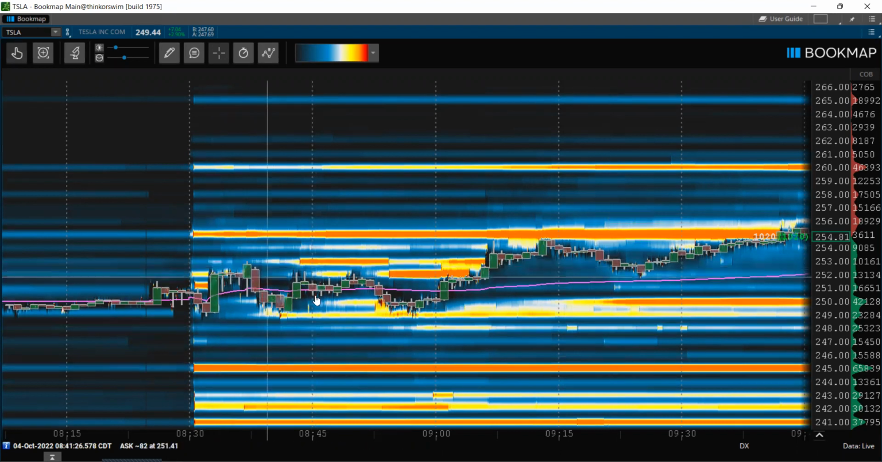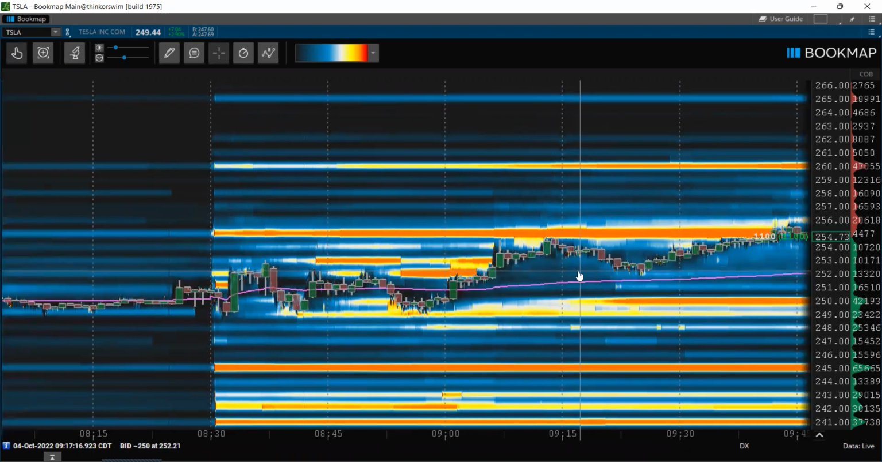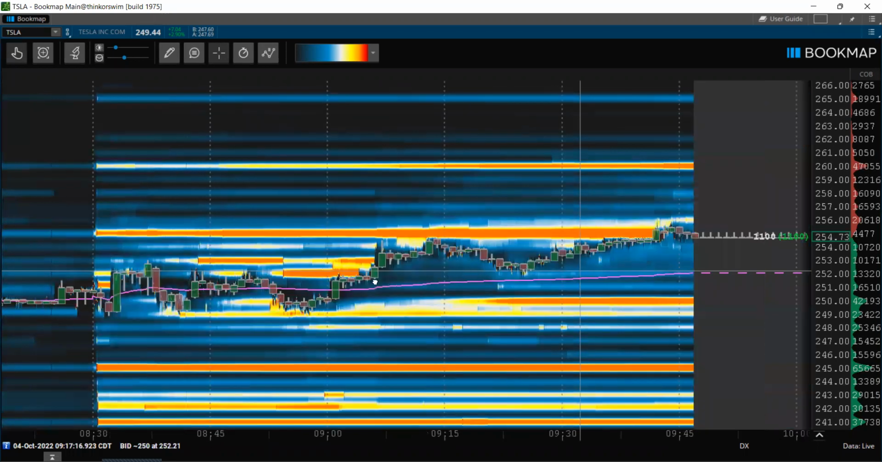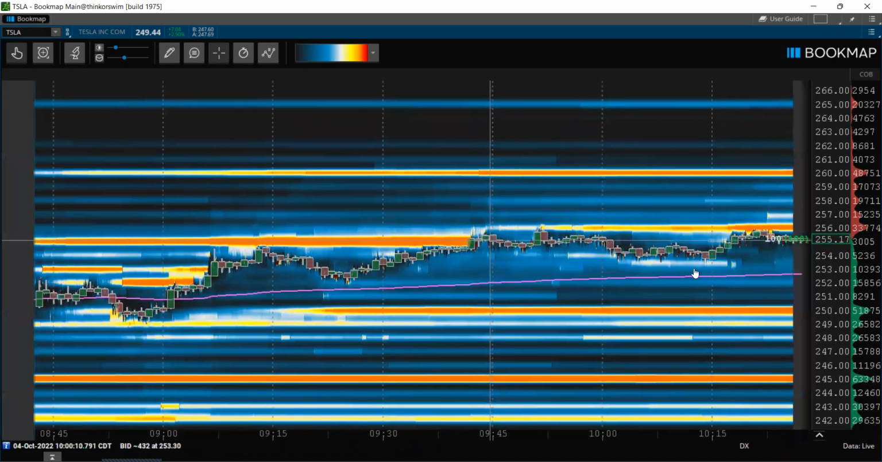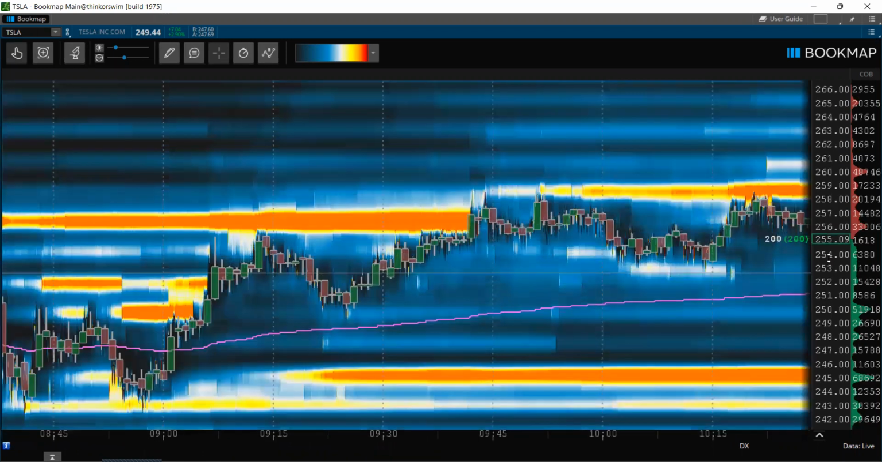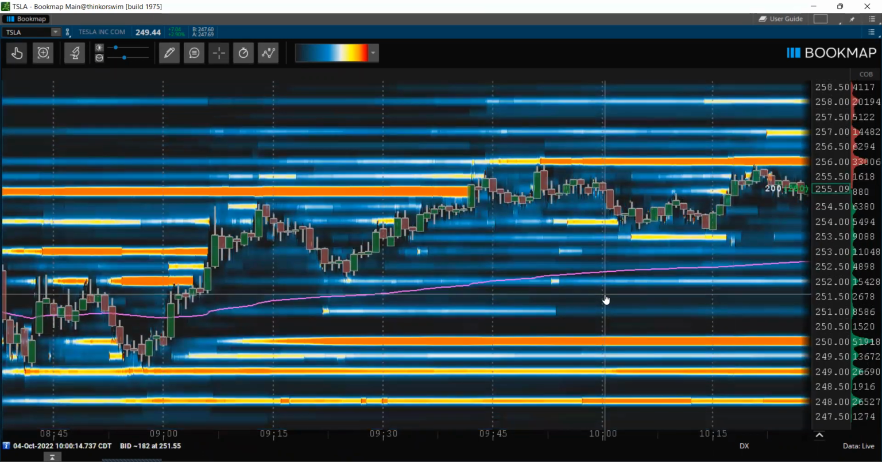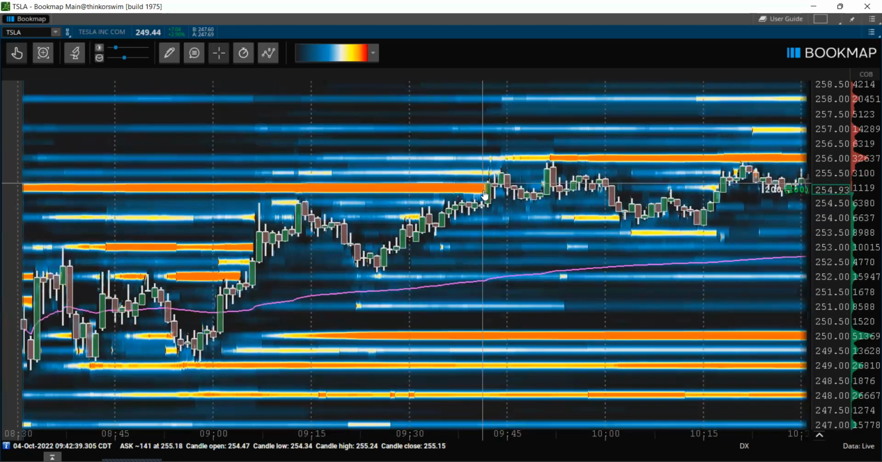So with that said, market pumps, gets up here to 255, proceeds to dump it all the way back into the 252s. So again, the short scalp strategy would have worked beautifully on that. We see later in the day, they finally come up, they finally absorb that liquidity there at 255.